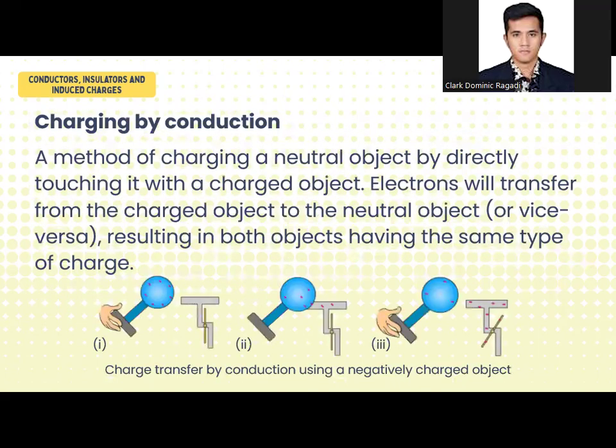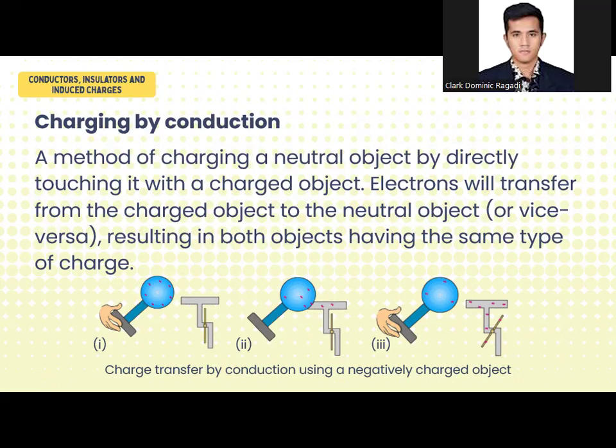The first method is charging by conduction. This is a very direct mode of charging because you just need to put a charged material in contact with a neutral material. If you have a charged material and you make contact with it by the neutral material, the charge from the charged material will flow to the neutral material, just like what is shown in this illustration.